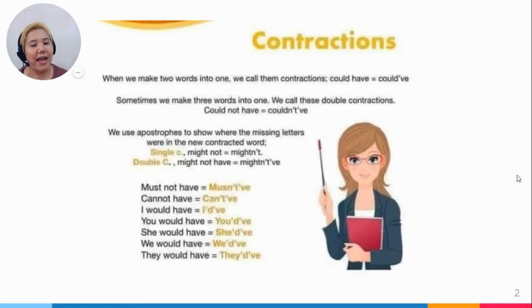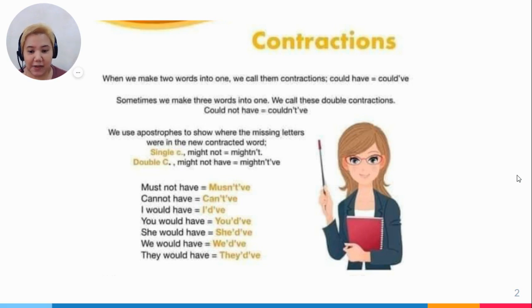So let's move on. Next, we have contractions. When we make two words into one, we call them contractions. Could have becomes could've. Sometimes we can make three words into one. We call these double contractions. Example, could not have becomes couldn't have. We use apostrophes to show where the missing letters were in the new contracted word. For example, we have here might not, mightn't, might not have, mightn't have.